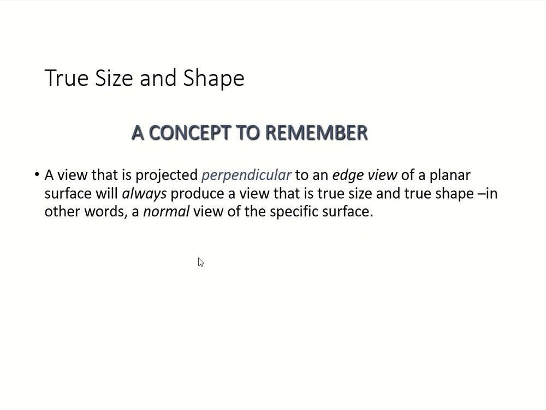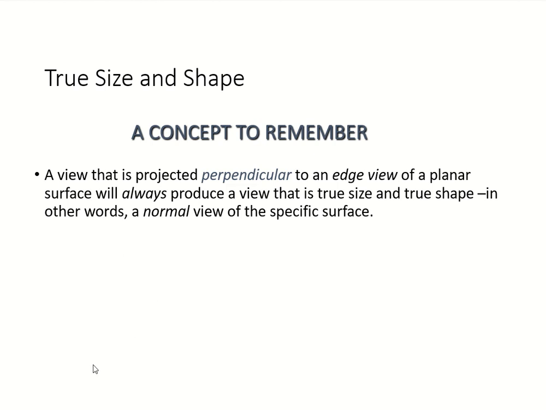Okay. So what it means, the true size and true shape, is we'll be getting always a normal view of a specific surface. Okay. It's kind of like looking at it. We call it looking at it, the views that we get, because your line of sight is perpendicular to that surface. Don't forget it. So if you forget about it, you can always draw.